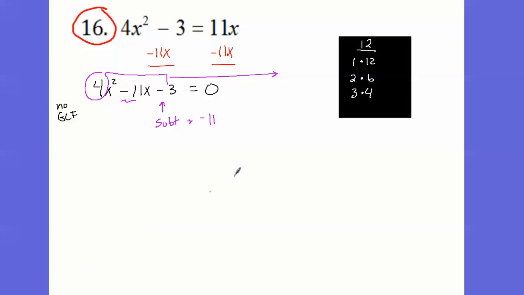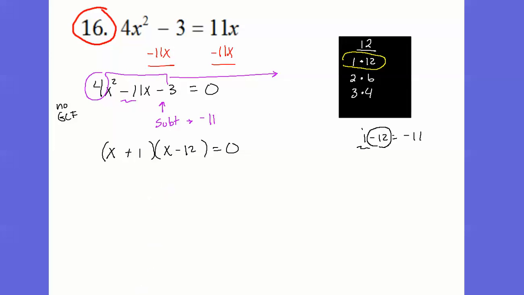For this particular problem, if I were to subtract 1 and 12 in that order, 1 minus 12 is going to equal negative 11. These are the values that I want. Notice that I'm working with a negative 12 and a positive 1. I will now write the binomials. X here is going to be plus 1, x minus 12. This will now be equal to 0.